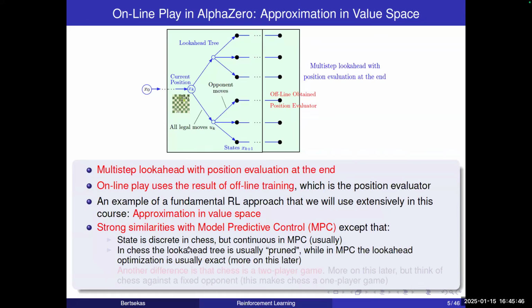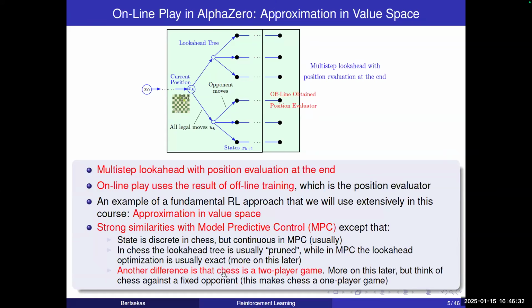Another difference is that in chess, the look-ahead tree is usually pruned by pruning off some branches that do not look interesting so as to facilitate the computation going forward. We want to do this because we want to go very deeply into the future, like 20 moves ahead, 30 moves ahead. And if we were to consider all the legal moves in these 20 moves, the tree would grow enormously and it's computationally not feasible. On the other hand, in MPC, usually this look-ahead optimization is exact. And how exact it is makes a difference. And we're going to come to this point later.